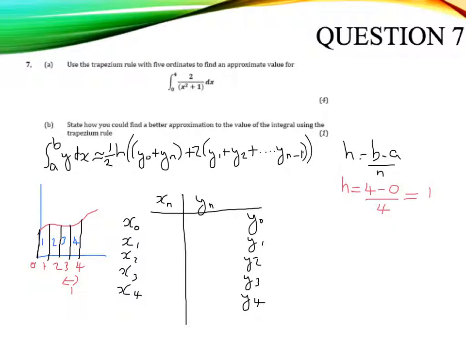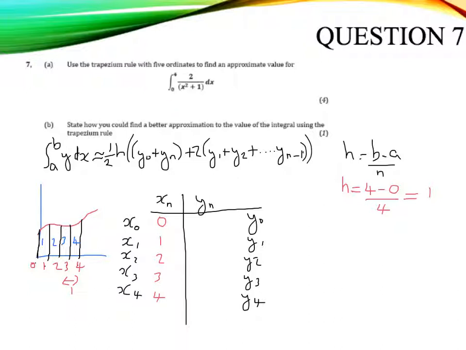So we're going to put the following values in. We're going to put 0, 1, 2, 3 and 4 in. And the only reason we're putting these in is because the widths of our trapezia are 1. Okay, let's substitute the values into our formula each time, and let's see what the corresponding y values are.